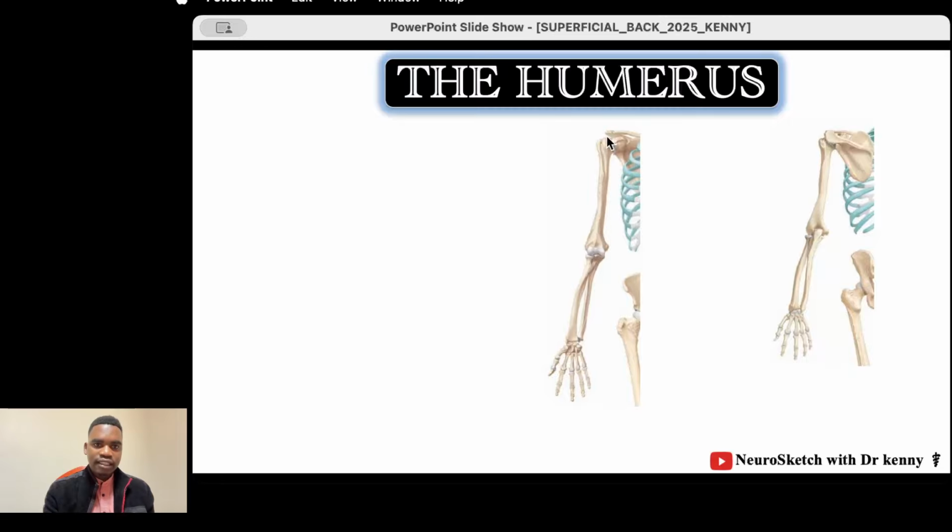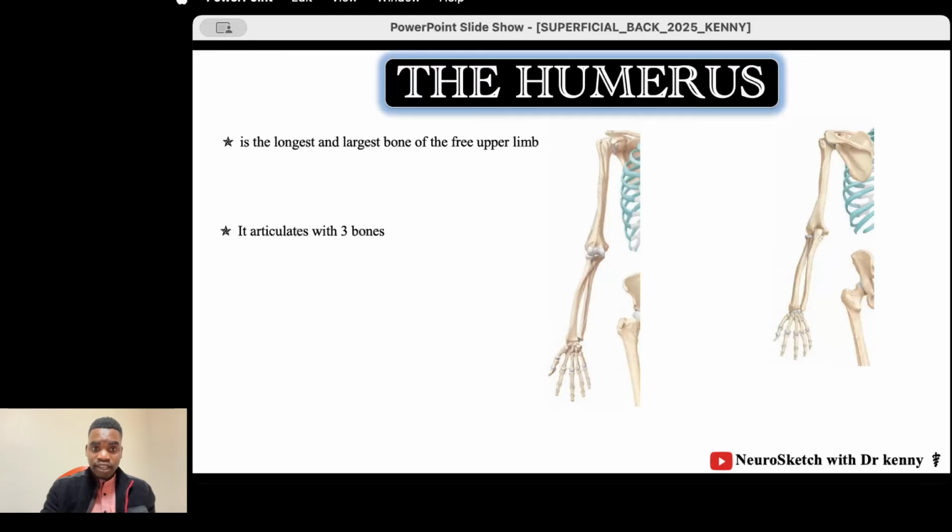As you can see, this is the longest bone of the bones of the upper limb. It articulates with three bones: the scapula, the radius, and the ulna. So it articulates with three bones. It's the longest and the largest bone of the free upper limb.